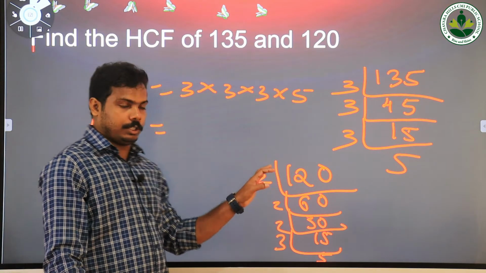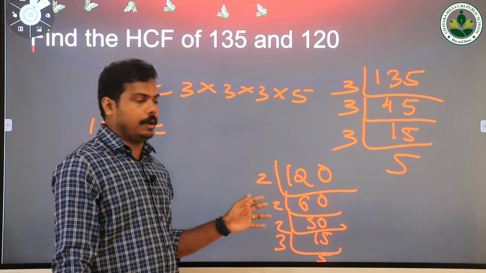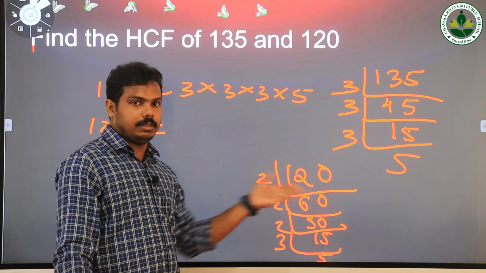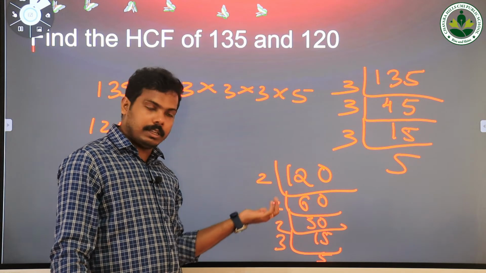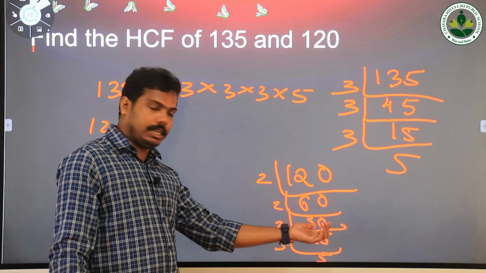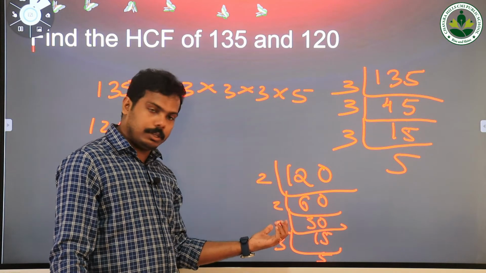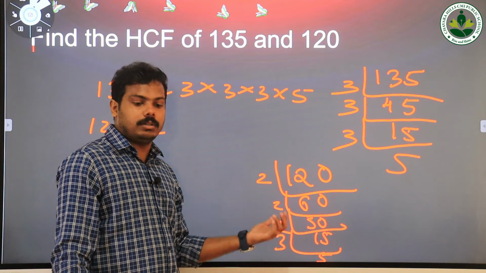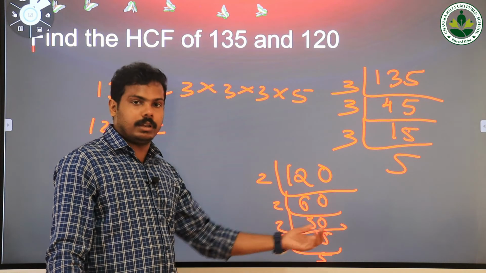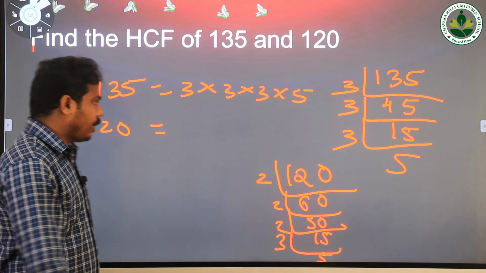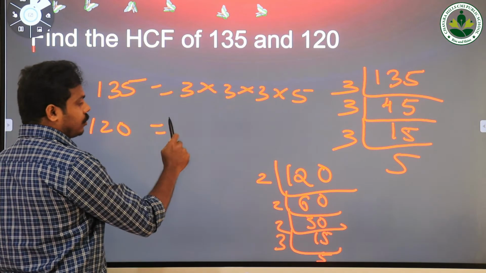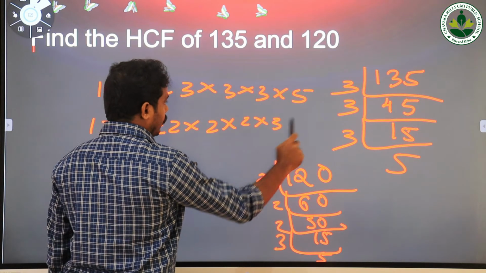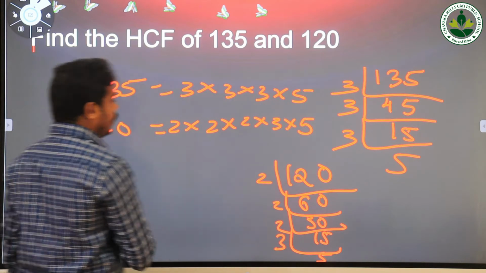120. First we need to check whether it is divisible by 2. Yes, it is divisible by 2. So 120 divided by 2 is 60. Then again we can divide that by 2, 30. We can divide 30 by 2, 15. 15 by 2 is not possible, so we take 3. 15 divided by 3 is 5. So the prime factorization of 120 is 2 into 2 into 2 into 3 into 5.